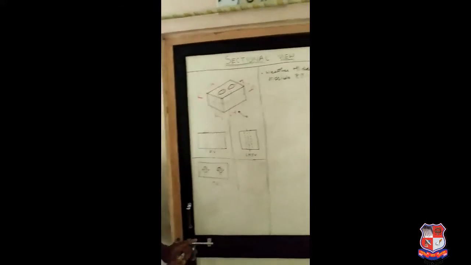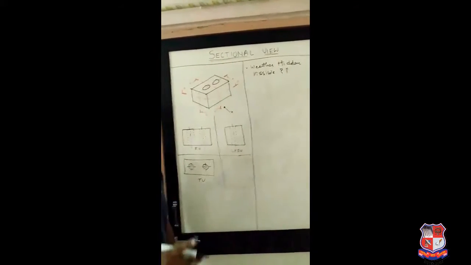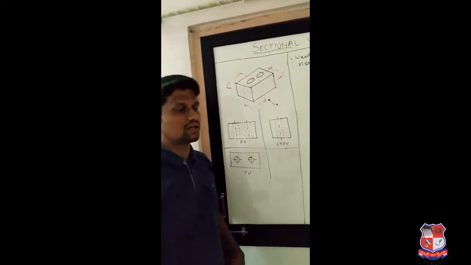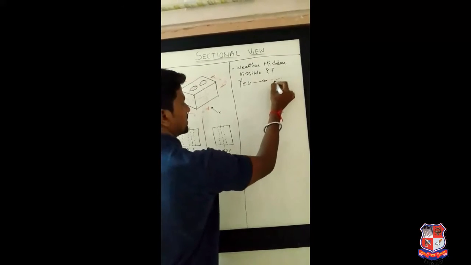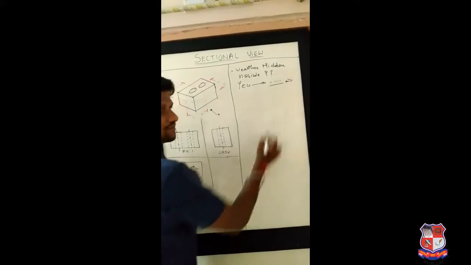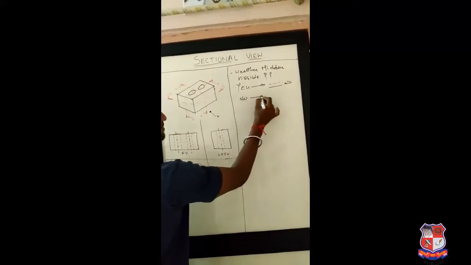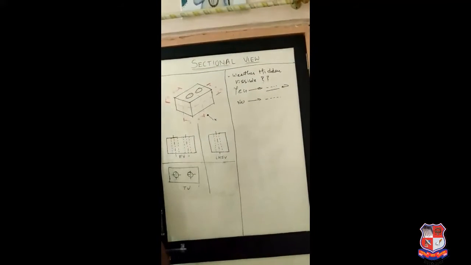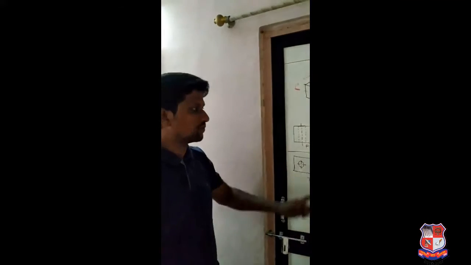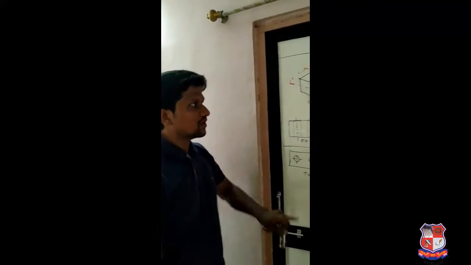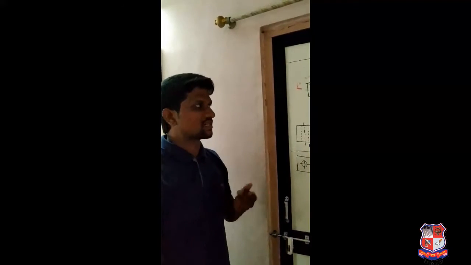The first rule is whether the hidden portion is going to be visible or not. If yes, then convert this dotted line into a visible line. If no, then remain it as it is. Okay, this is the first change we need to make in the normal view to become its sectional view, right?